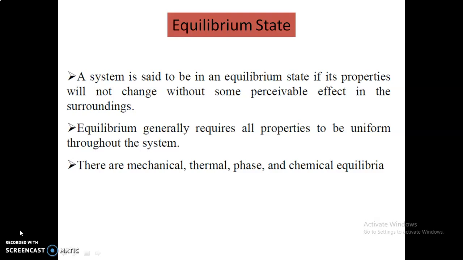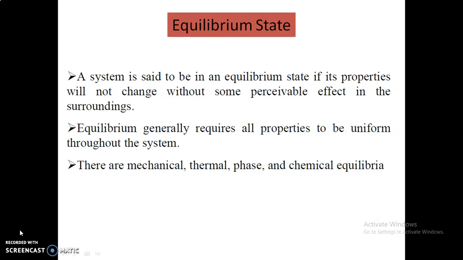Now, what about chemical equilibrium? When we say the system is in mechanical equilibrium, there is no unbalanced force within the system or between system and surrounding. When there is no change in its phase, and when there is a change in surrounding, there is no chemical reaction occurring within the system, then we call it chemical equilibrium.